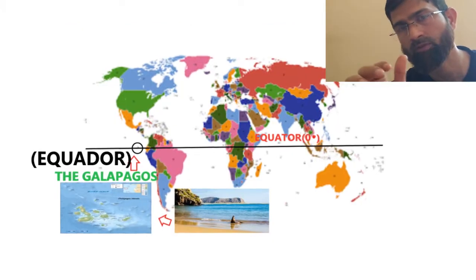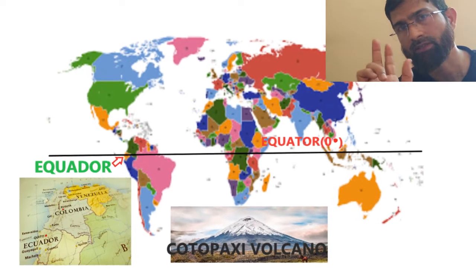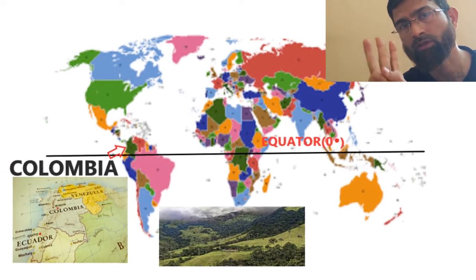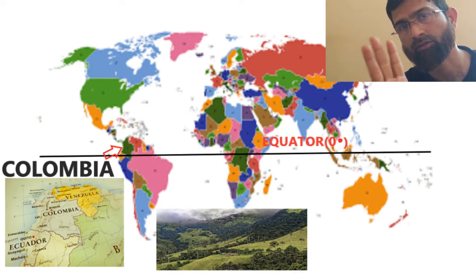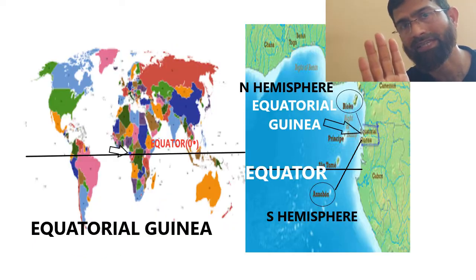First, start with Galapagos, which is the island of Equator. Then we go to the mainland Equator, and the second nation is Colombia. Third one, the big one of South America, that is Brazil. And next we go to the African continent. The fourth one is Equatorial Guinea.